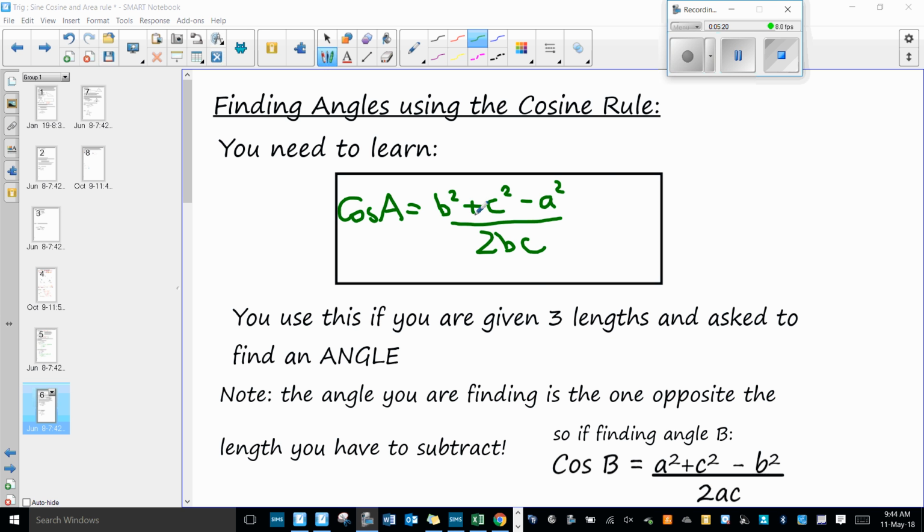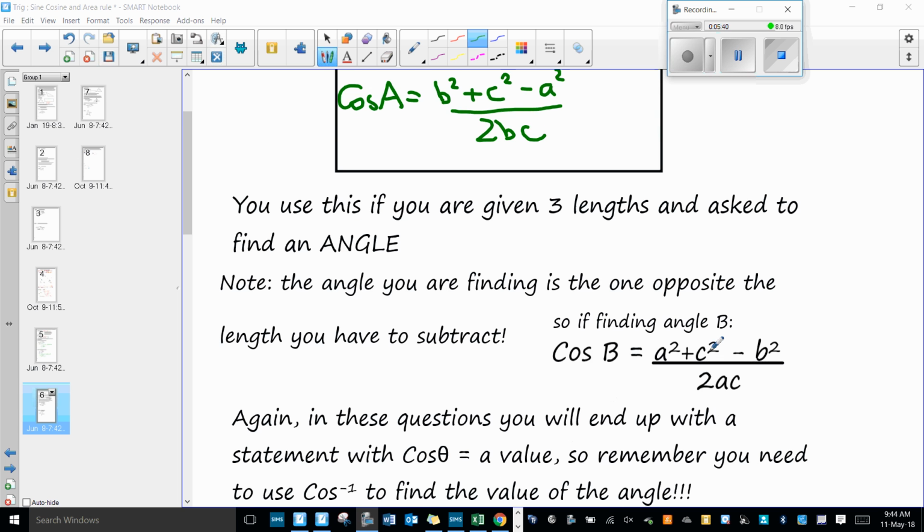As I say, you need to learn that, or you just need to be able to rearrange the other one, because there's a subtraction and squareds. Sometimes people make careless errors when they're rearranging it, so it probably is a good idea to try and learn this.